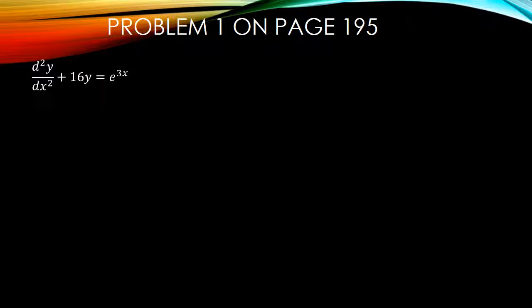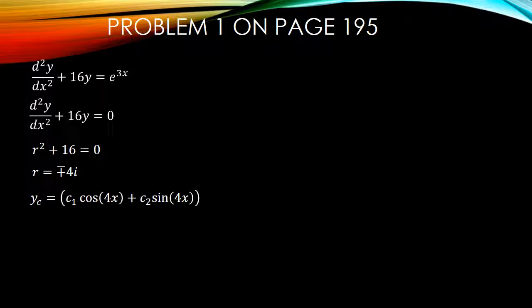The second derivative of y plus 16 times y has to equal e to the power of 3x. So it's non-homogeneous. Our first step is to solve the homogeneous one, and you should be familiar with this by now. We need to find our characteristic equation. In this case, it's r squared plus 16 equals 0, and we need to solve for the roots. If you solve for the roots of this equation, you find out it's imaginary. It's plus or minus 4i. So if it's an imaginary root, then our solution to the homogeneous equation, or our complementary solution, has to be in this form.